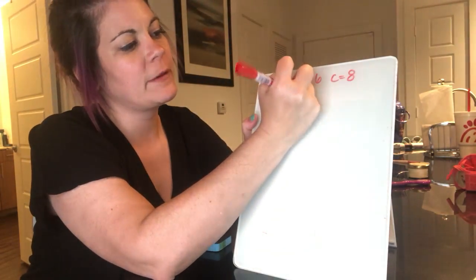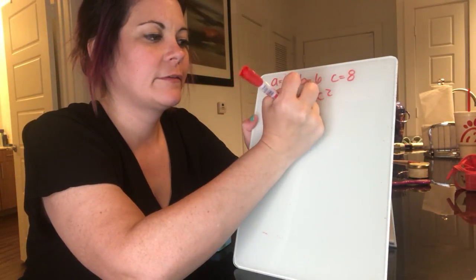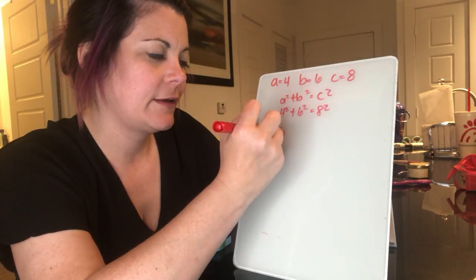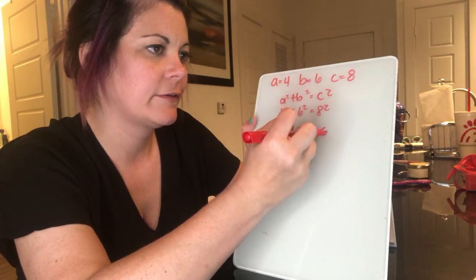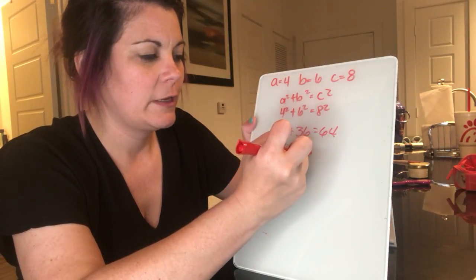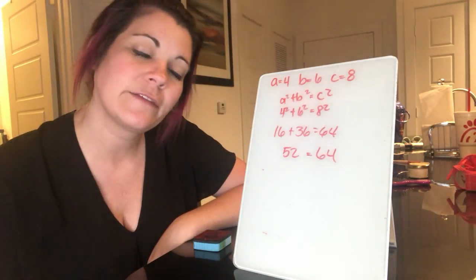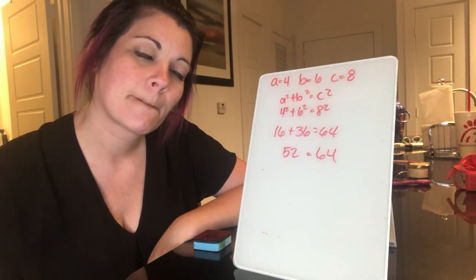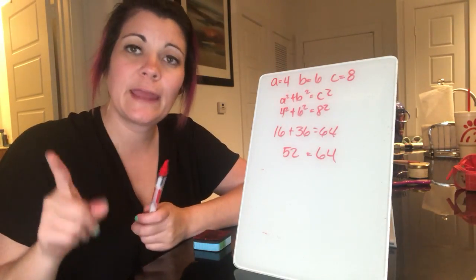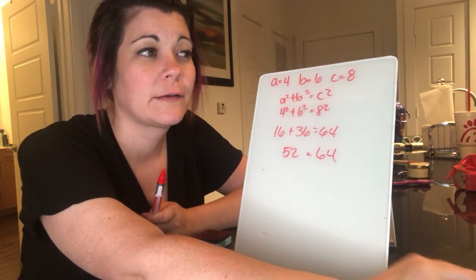a squared plus b squared equals c squared. So that's 4 squared plus 6 squared equals 8 squared. So I'm going to solve it. 16 plus 36 equals 64. And 16 plus 36 is 52. It equals 64? That is not true. So this is not a right triangle. But we can decide what type of triangle it is just by looking at this.